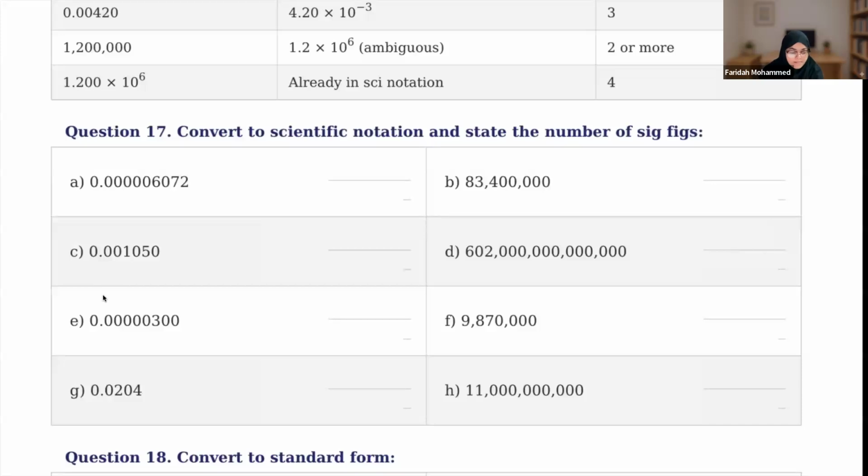Remember that one? Your first number should be more than 1 but less than 10. It has to be less than 10. If your first number is not less than 10, there's something wrong.